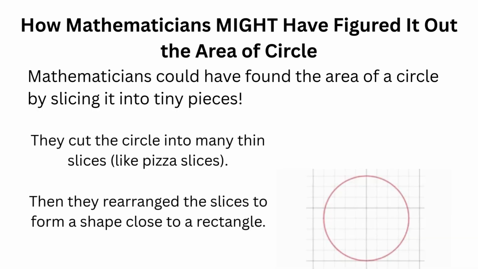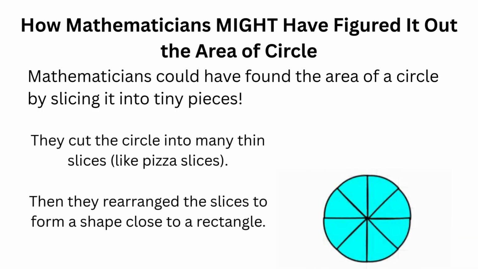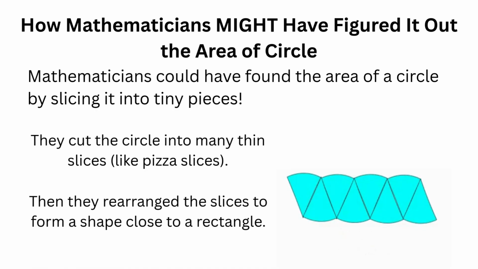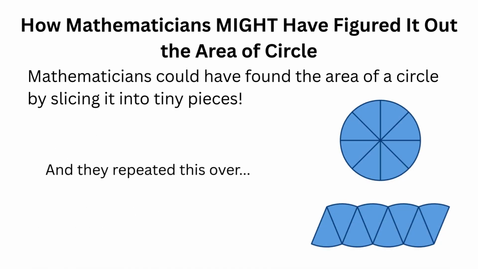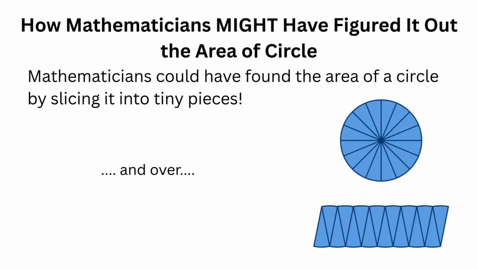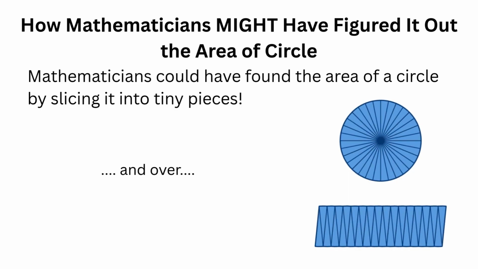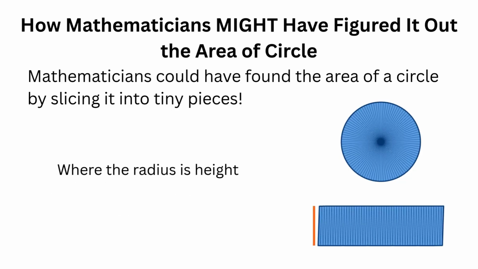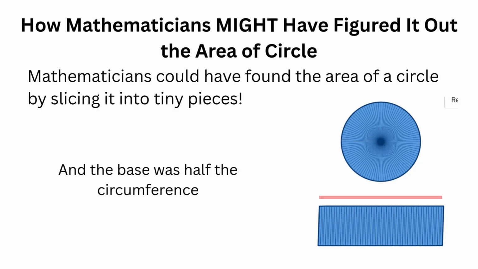They imagined slicing a circle into many thin slices, like slicing a pizza. As they made more and more slices, and the slices got thinner and thinner, they noticed they could rearrange the pieces into a shape that started to look almost like a rectangle. In this rectangle-like shape, the height matched the radius of the circle, and the base became half the circumference.